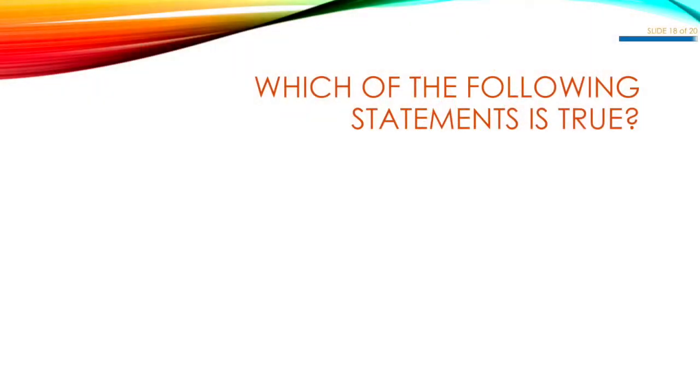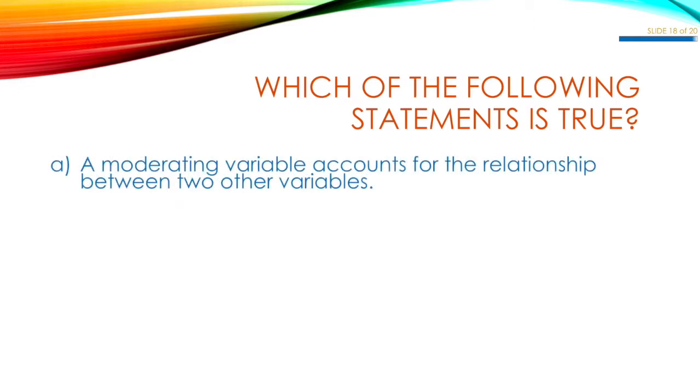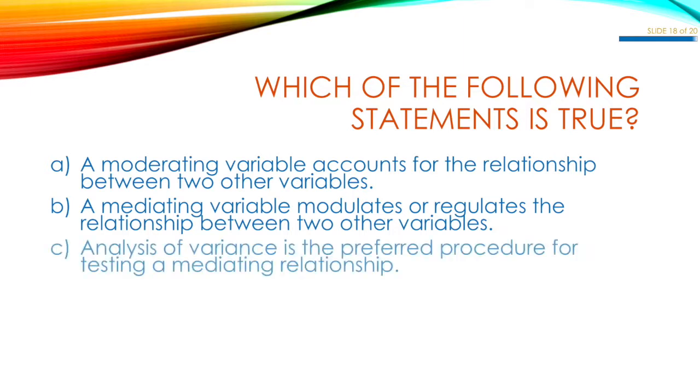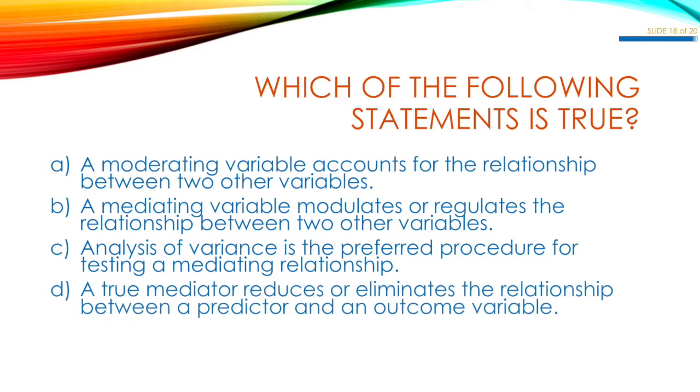So, which of the following statements is true? A, a moderating variable accounts for the relationship between two other variables. B, a mediating variable modulates or regulates the relationship between two other variables. C, analysis of variance is the preferred method for testing a mediating relationship. And finally, D, taking into account the role of a mediator with an outcome variable reduces or eliminates the relationship of an independent variable with the outcome variable. Okay, think about each of these for a second and pause the video now.